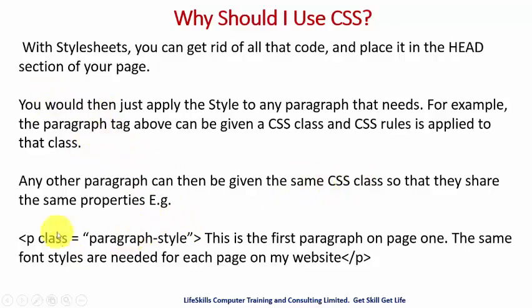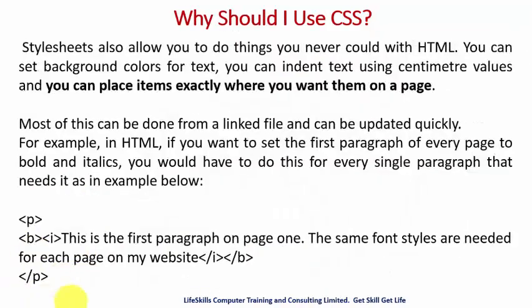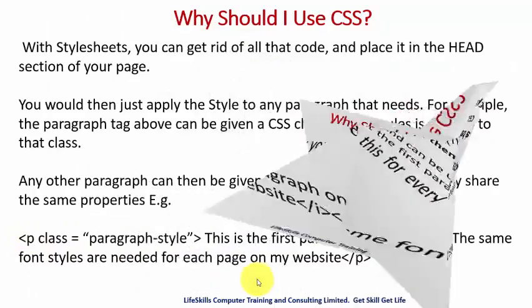Now, so you have to apply style to any paragraph that need it. For example, the paragraph tag above can be given a CSS class. There is what is called a CSS class, and you apply the rule to that class. So any other paragraph can be given the same CSS class name, so they will share the same property. So for example, look at the previous slide. This particular paragraph, you applied bold property and a bold element to it. Assuming you have another paragraph, you have to be applying bold property to it again. But you don't need to do that.